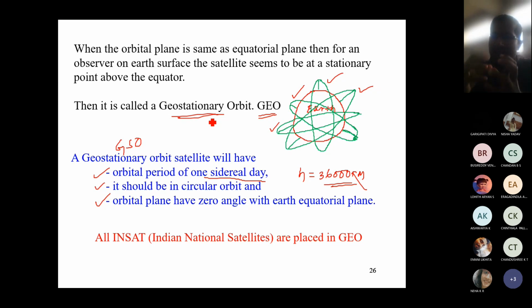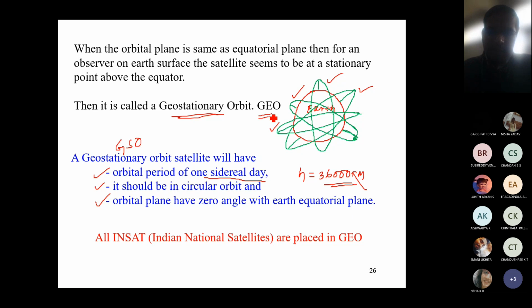In the case of geosynchronous, both the ground station and the satellite are moving at the same velocity. That means there is a synchronization between the satellite and the ground station. If that GSO orbit has an inclination angle of 0 degree between the orbit and the 0-degree latitude, or the equator, then that orbit is called GEO orbit or geostationary orbit.